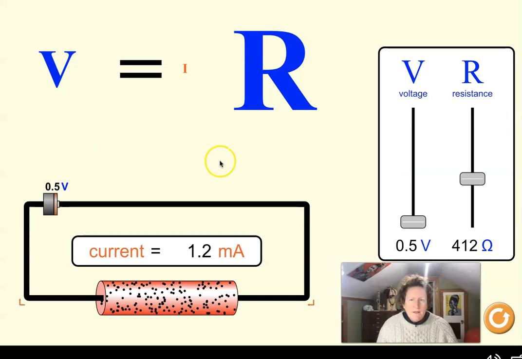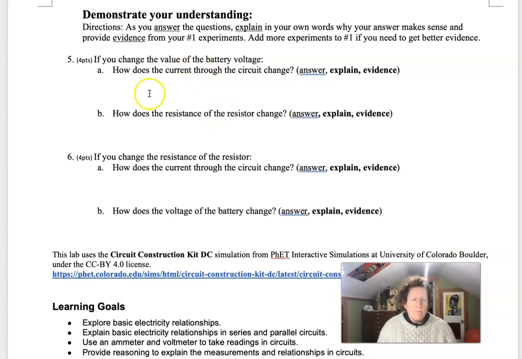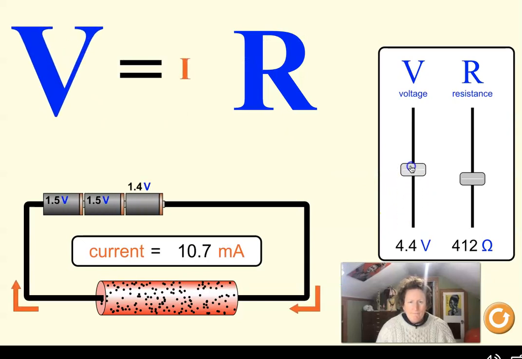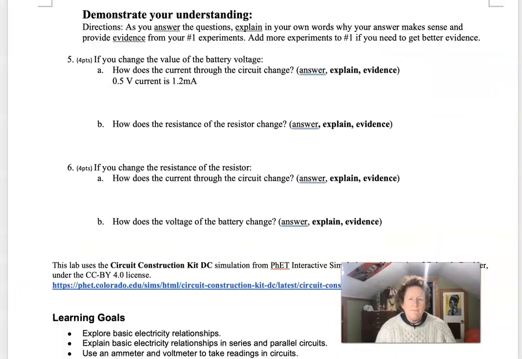So I'm going to say at 0.5 volts, the current was 1.2 milliamps. Now, if I increase the voltage to 4.4, the current goes up to 10.7. So if I have 4.4 volts, the current is 10.7 milliamps.